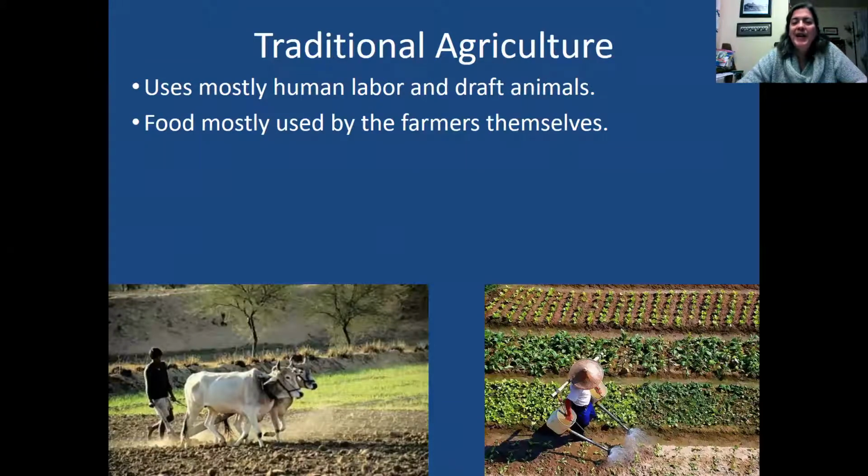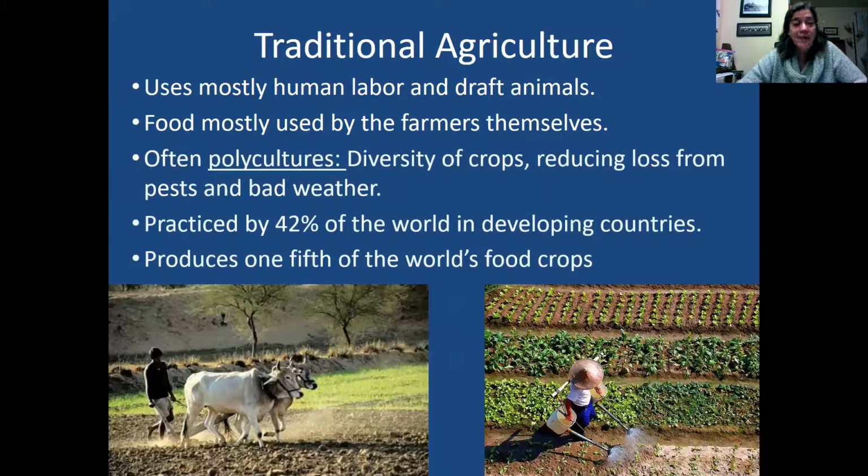Traditional agriculture is mostly using human labor, not mechanization to grow your crops. And so the food is mostly produced by the farmers themselves or mostly used by the farmers themselves. Often they have polycultures. So the opposite of a monoculture would be a polyculture. So a diversity of crops, reducing loss from pests and bad weather. And 42% of the world in developing countries practice this type of agriculture, and it produces about 1/5 of the world's food crops. So statistically, what does that look like?